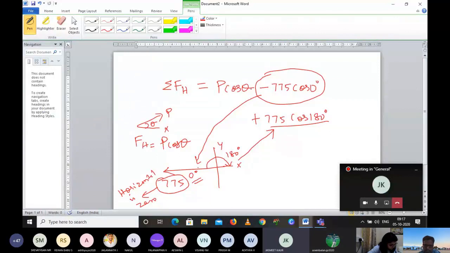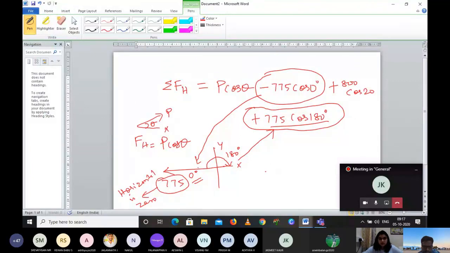Do you understand? Two possibilities are there. Another one is plus 800 cos 20. The last one is plus 800 cos 20. Is it clear, sir? One doubt: if we take it that side using 180 degrees, it will be 775 cos 180, but cos 180 is minus 1, no? Exactly. Obviously, you will get the same answer. That's what I want to convey. Here you get minus 775, and here also you will get minus 775. Got it? The net result is the same.